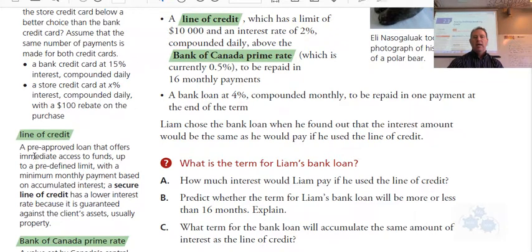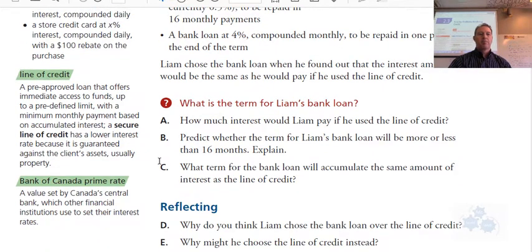A line of credit is a pre-approved loan that offers immediate access to funds up to a predefined limit. So there's always a limit there, based probably on your credit score or how well you've done in the past in paying off your loans, with a minimum monthly payment based on accumulated interest. A secure line of credit has a lower interest rate because it's guaranteed against the client's assets, usually property. So with a secure line of credit, usually there's some kind of collateral that the bank takes.